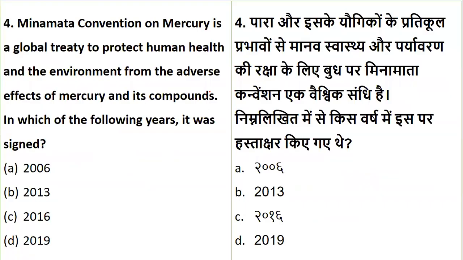Going to question number 4, the Minamata Convention on Mercury is a global treaty to protect human health and the environment from the effects of mercury.